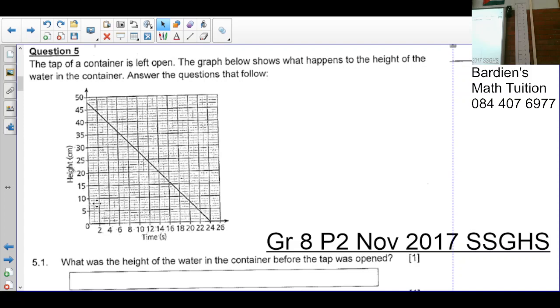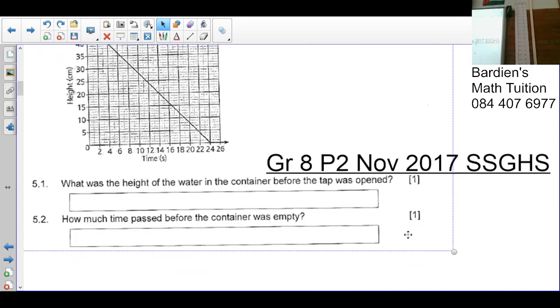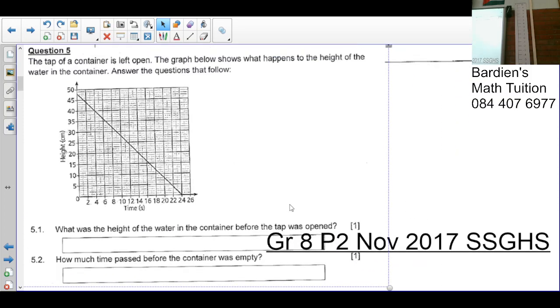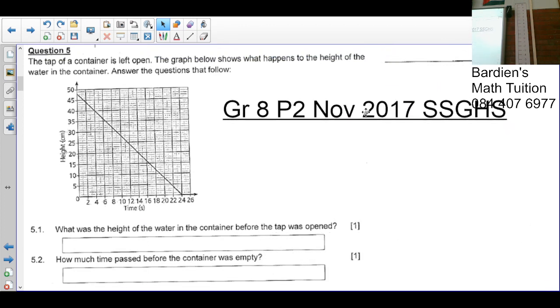Alright, so question 5, relax your bones, let's carry on. So in question 5 we are told that the tap of a container is left open. The graph below shows what happens to the height of the water in the container. Answer the questions that follow. What was the height of the water in the container before the tap was opened? So the initial time before it was opened, it's going to be that reading there.